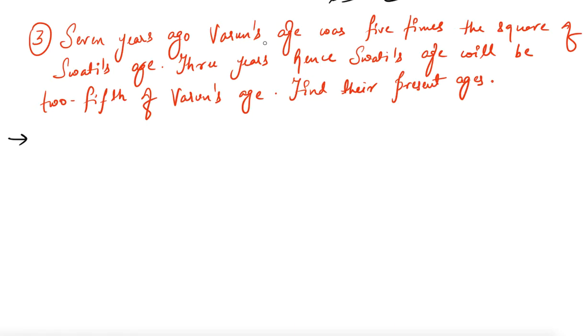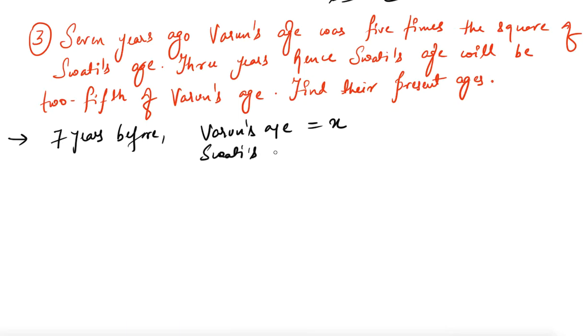See, let us take the scenario that was 7 years before. Let Varun's age be X and Swati's age be Y, X years and Y years. Let us assume these as the variables. Our main target is to find their present ages. So I assume that initially 7 years before, Varun's age was X years and Swati's age was Y years.